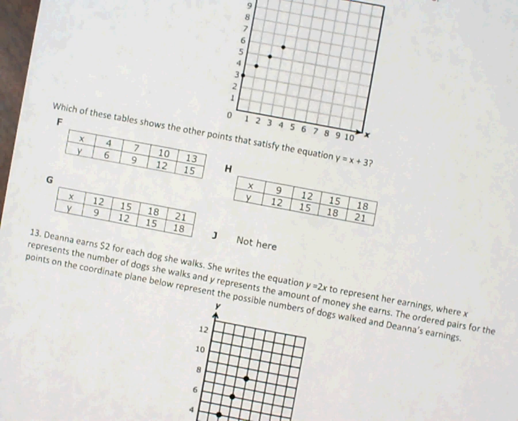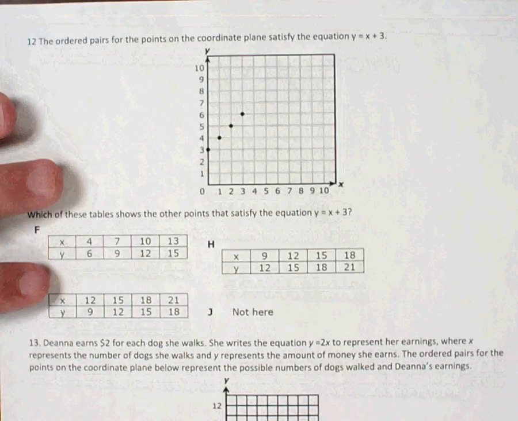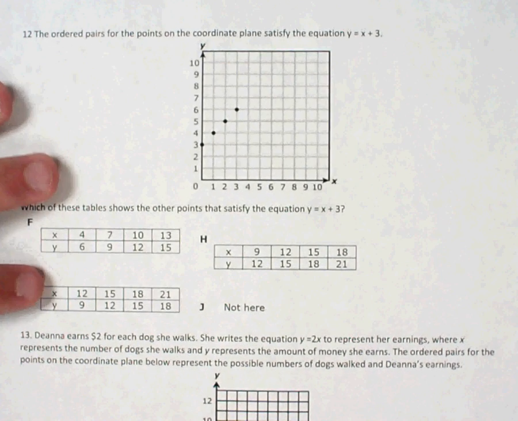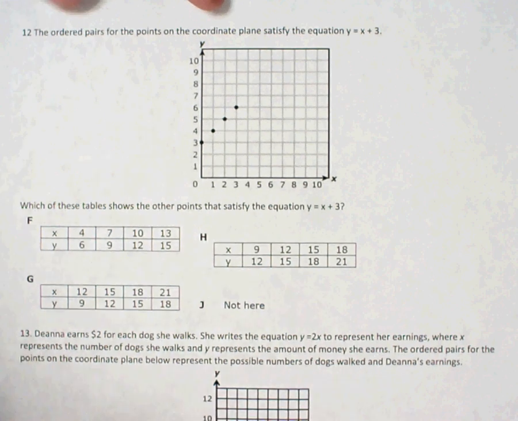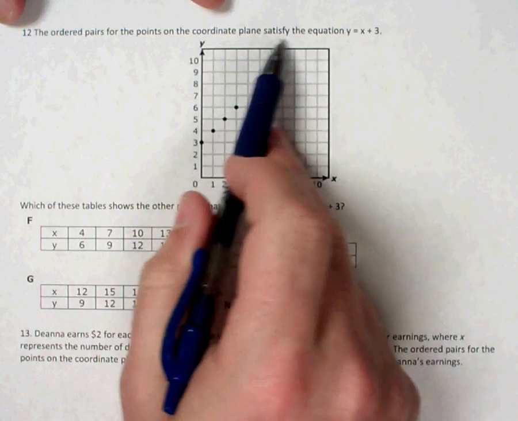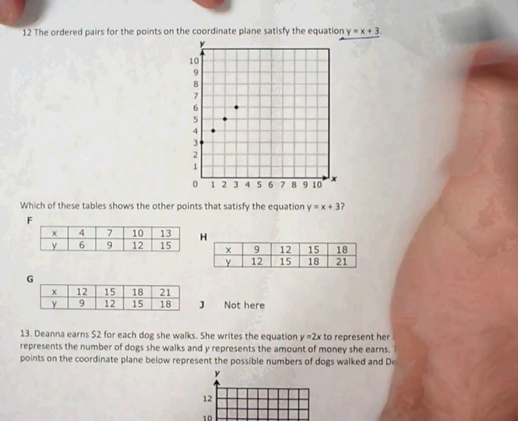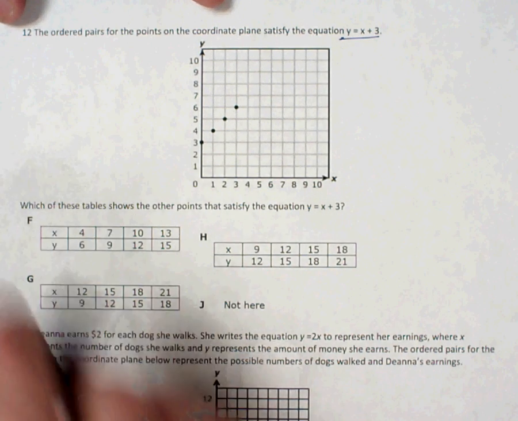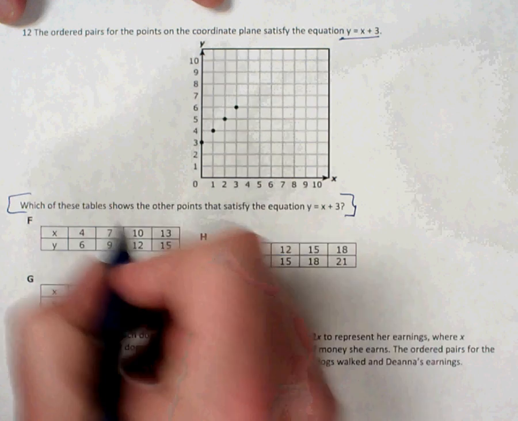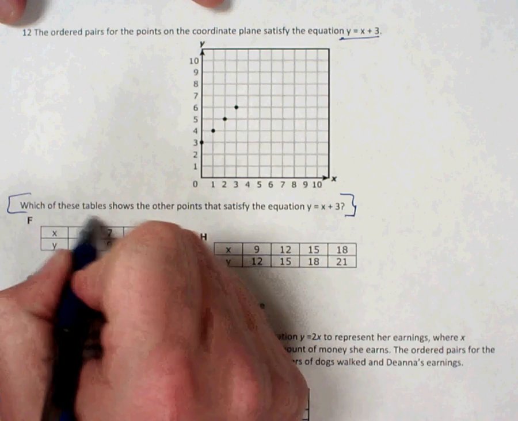All right, on to the last page. And we have two questions that are pretty similar to one another on the last page. The only difference is the rule. And this is a pretty tricky question, and I'll explain why after we read it. The ordered pairs for the points on the coordinate plane satisfy the equation y equals x plus 3. Which of these tables shows the other points that satisfy the equation?